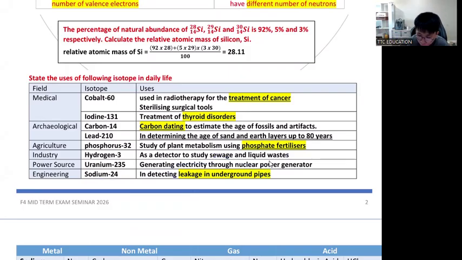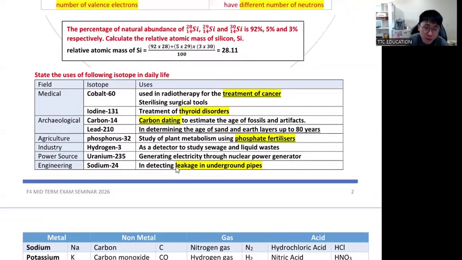So you thought drains and underground pipes are almost the same thing, right? So try to be very strict on this. If it's for sewage and liquid waste, we use hydrogen 3. If it's underground leakage, then we say sodium 24. So specifically hydrogen 3 came out in last year's SPM MCQ. When the past year paper comes out, if you try the 2025 past year MCQ, you're supposed to see hydrogen 3 in one of the MCQ questions.